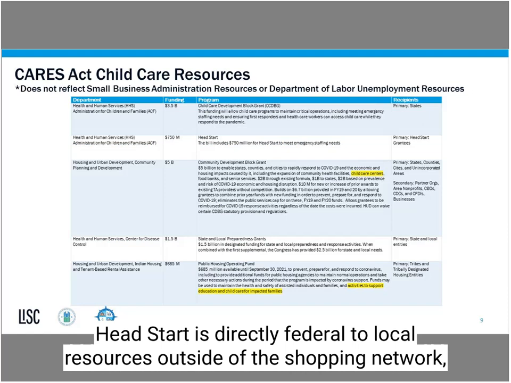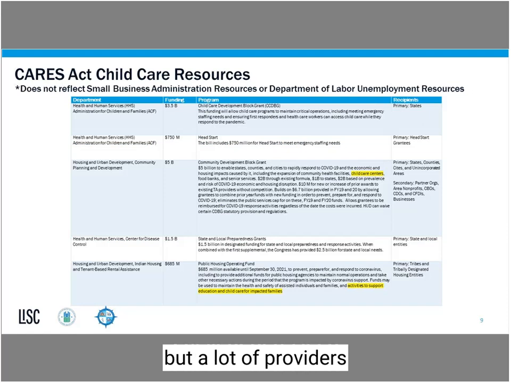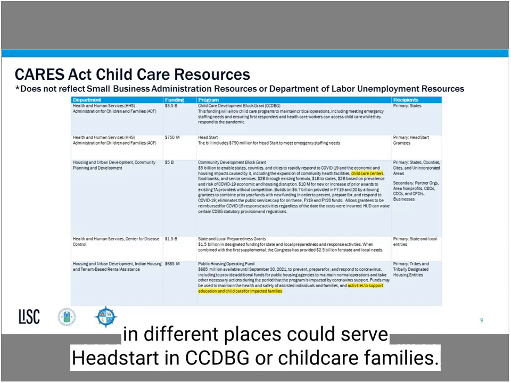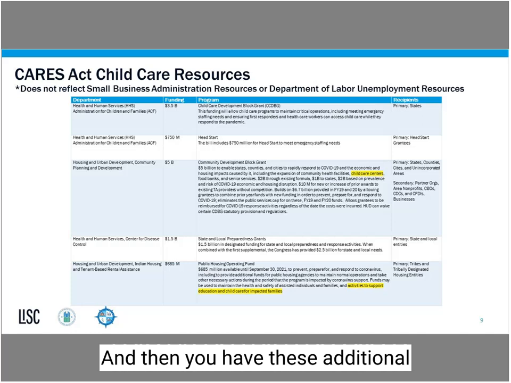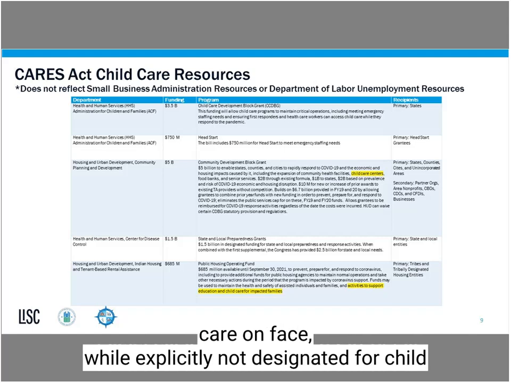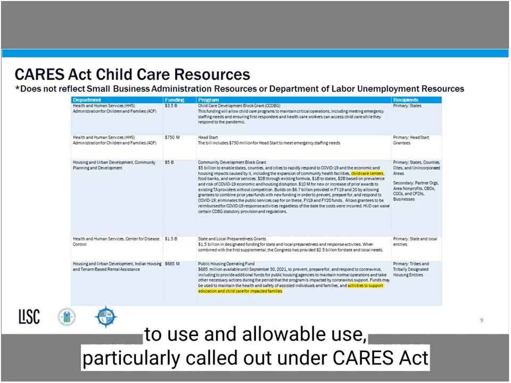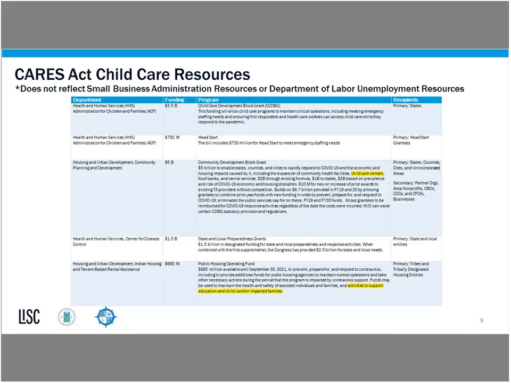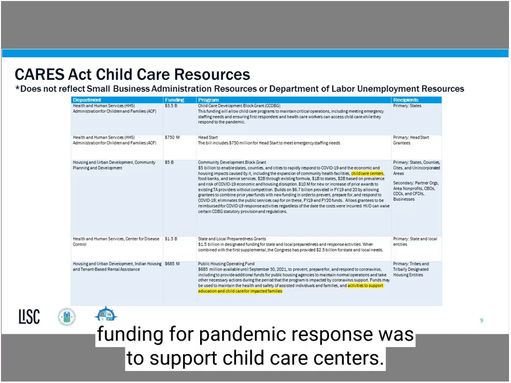It's outside of the Child Care Network, but a lot of providers in different places could serve Head Start in CCDBG or child care families. And then you have these additional resources like the Community Development Block Grant, which, while explicitly not designated for child care use, had an allowable use, particularly called out under CARES Act funding for pandemic response, to support child care centers.